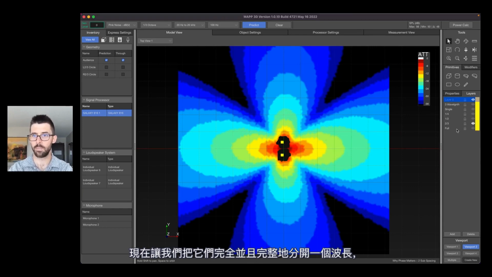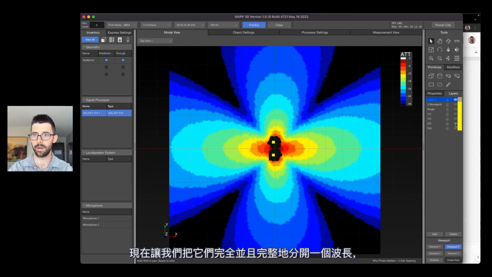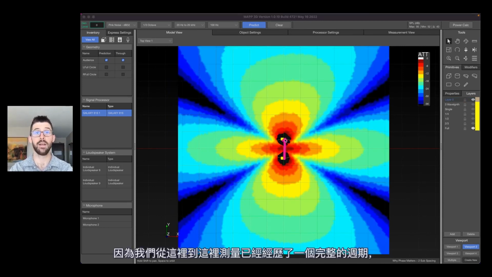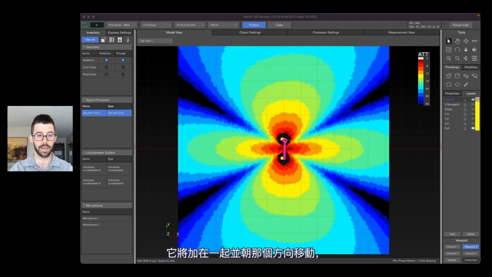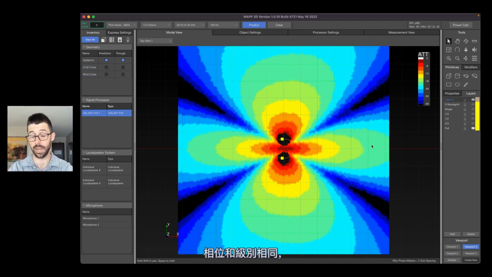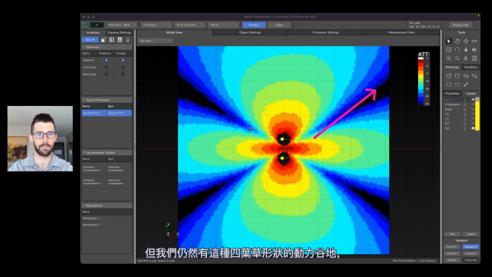Now let's move it a complete and full wavelength apart. And now we have more energy going to the sides because we measure from here to here. It's gone through a full cycle and now it's back at 0 and it's going to sum together and go that way. So we have more going north and south, which is where we don't want it, than east and west. They're still meeting here in the middle at equal level and phase, so they're summing that way, but we still have this clover leaf of these power valleys.